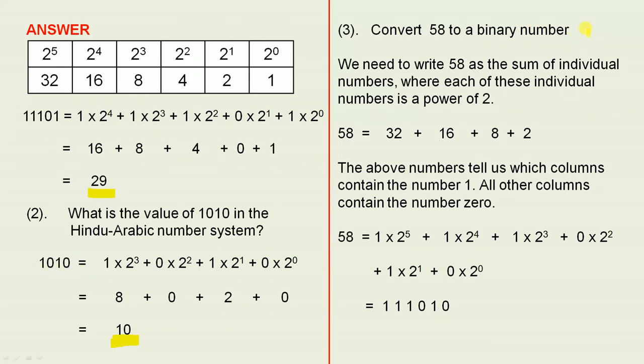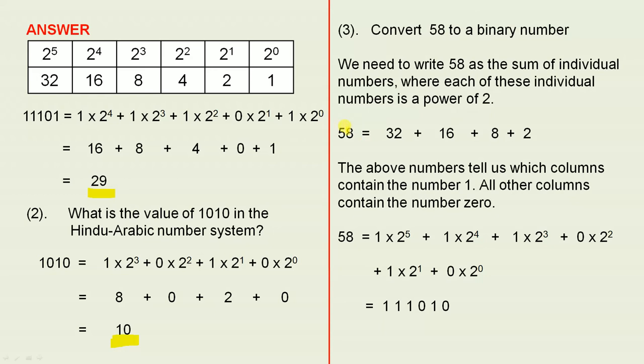Now we'll go the other way. Let's go from the Hindu-Arabic system back to the binary number. So we need to write 58 as the sum of individual numbers where each of these individual numbers is a power of 2. In other words, 58 has to be the sum of these numbers. Any of these numbers here need to be added up to give you 58.